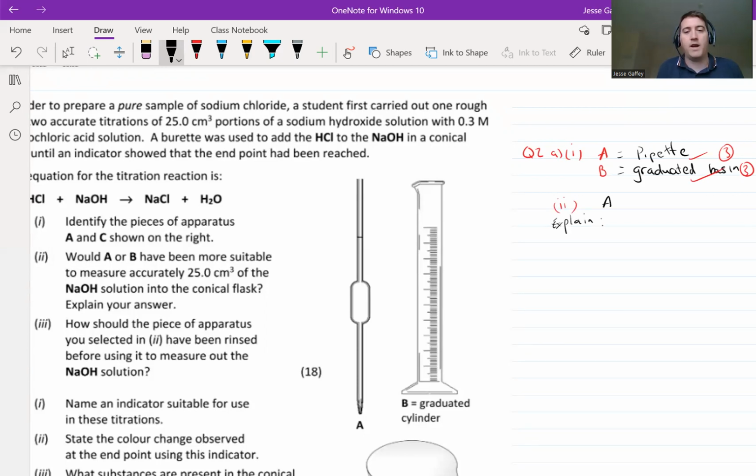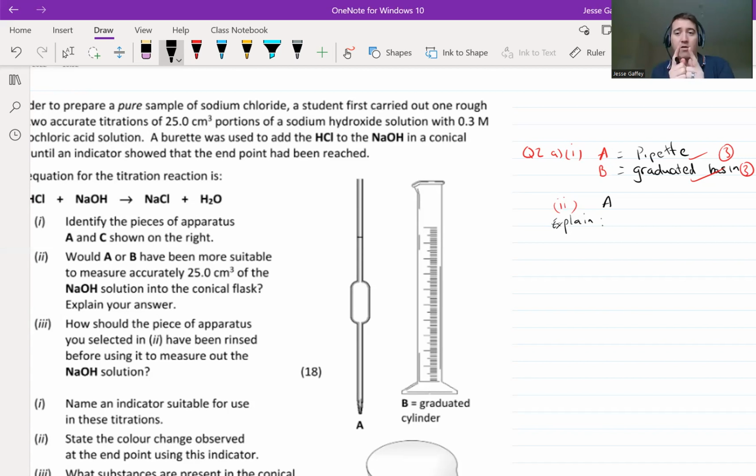All right, so I want you to think about the shape, and particularly when you're reading the meniscus at the top of the level or the graduation mark, which one is graduated more accurately? Pause the video, write your answer. Okay, so in this case, A is more accurate because it's designed to hold exactly 25 centimeters cubed, and it's got a very narrow neck.